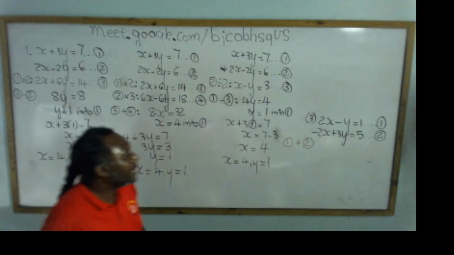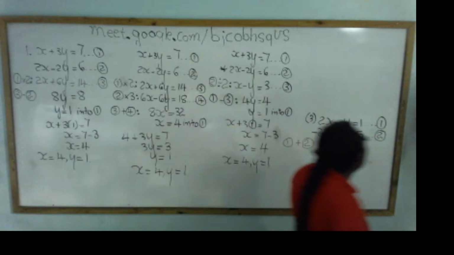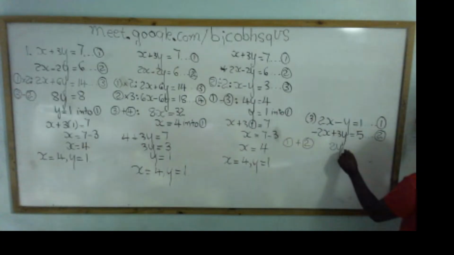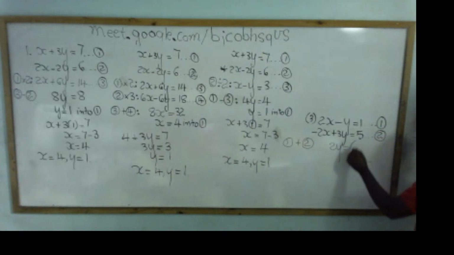Let's go. When we add a negative y with a positive 3y, we get 2y. 2y is equal to 1 plus 5, which is equal to 6. So y is equal to 3, and I'm going to put that into equation 1.